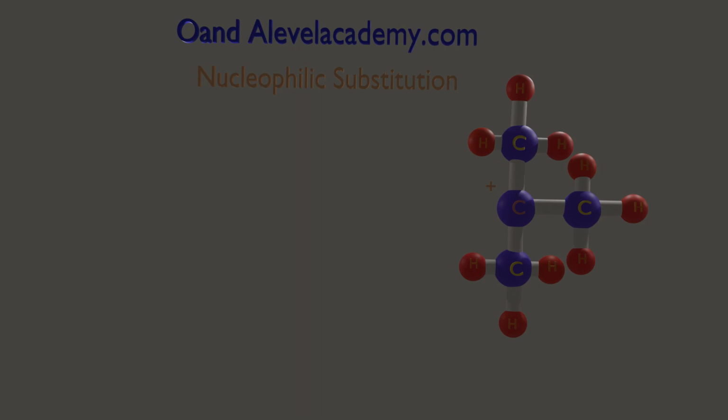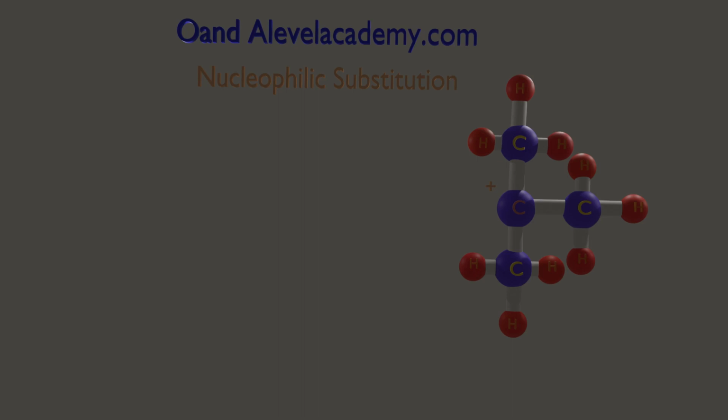For example, hydroxide ion, chloride ion, bromide ion, water, ammonia, all of them have a lone pair that they can donate to the positive carbon. So that brings us to the concept of carbocation. There are two types, actually three types, but we're going to learn only two: tertiary carbocation and primary carbocation.